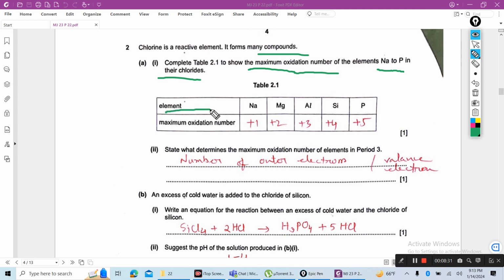So for this element maximum oxidation number, sodium is group 1, so plus 1. Magnesium group 2, plus 2, aluminum is group 3, plus 3, silicon group 4, plus 4, phosphorus group 5, plus 5. They are chlorides, say PCl5. That means chlorine is negative 1 each, five chlorines make negative 5, so phosphorus is plus 5.